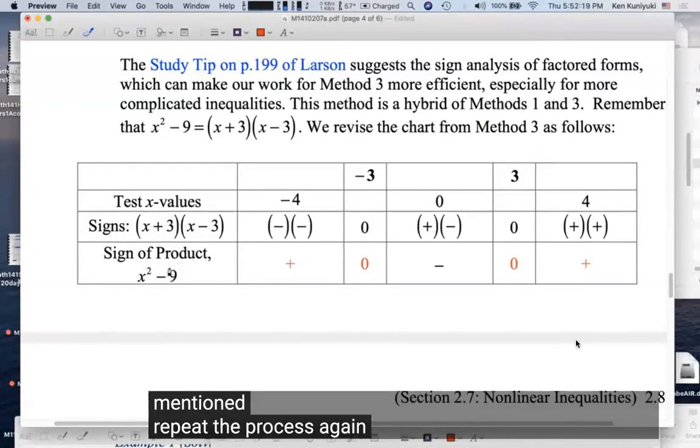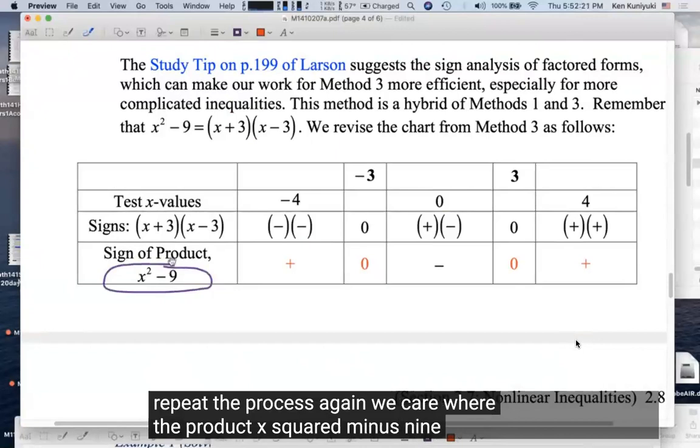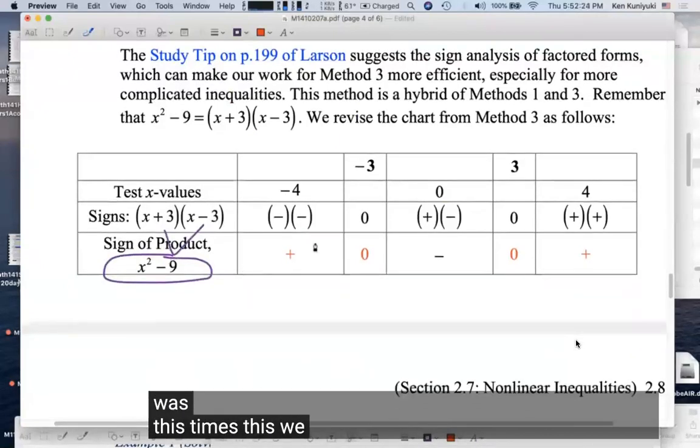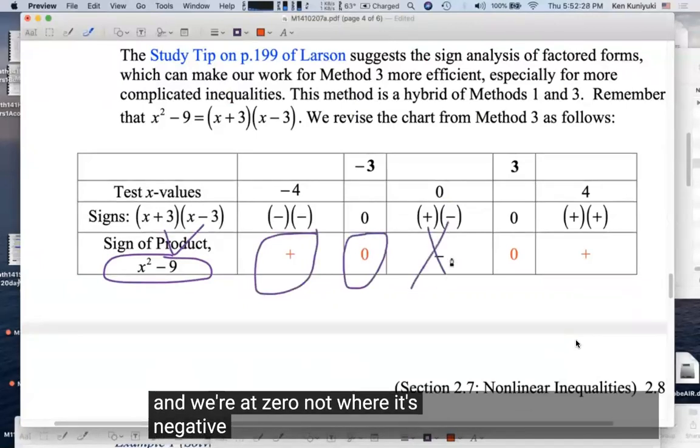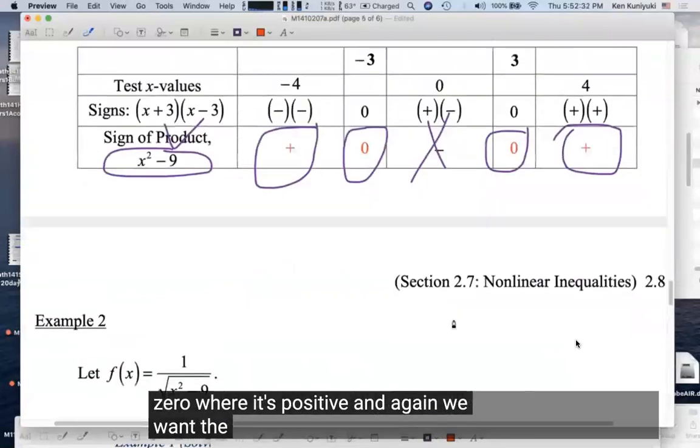Repeat the process. Again, we care where the product, x squared minus 9, which was this times this, is positive and where it's 0, not where it's negative. We want where it's 0, where it's positive, and again, we want the wings.